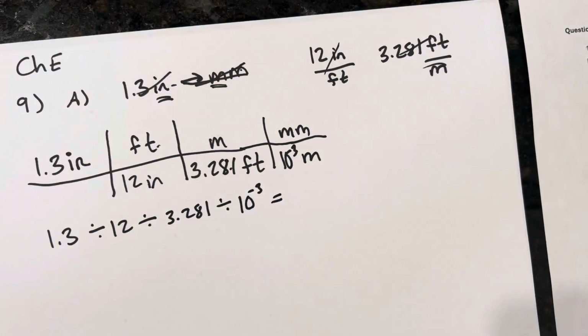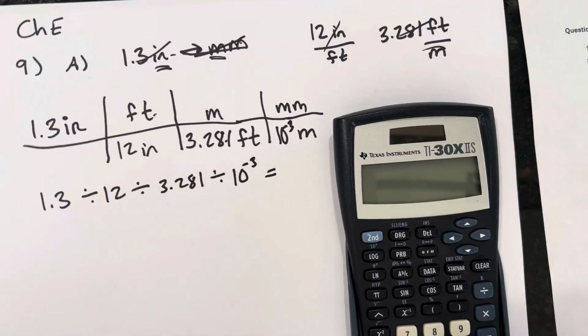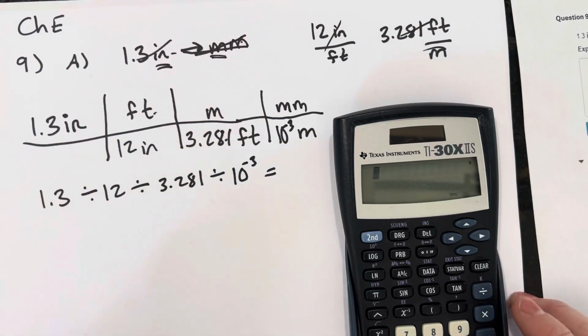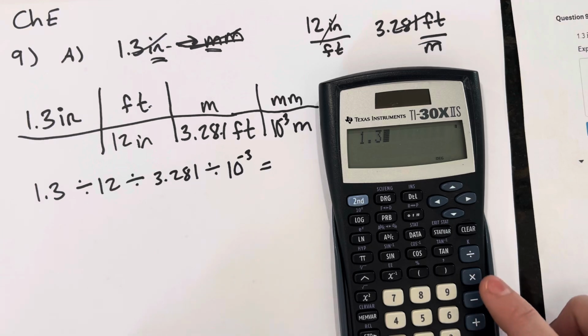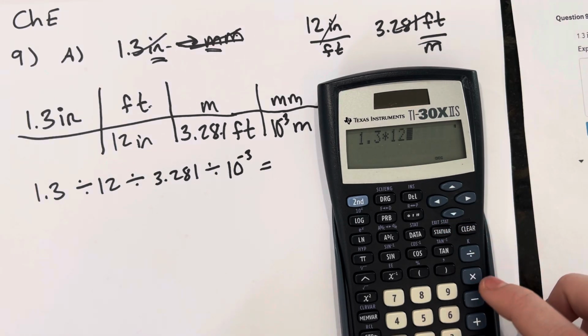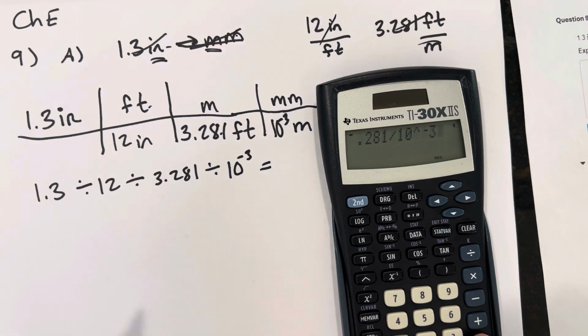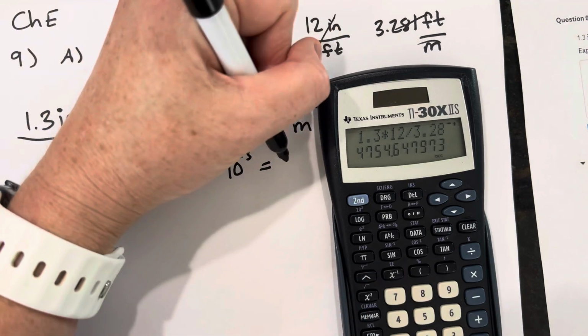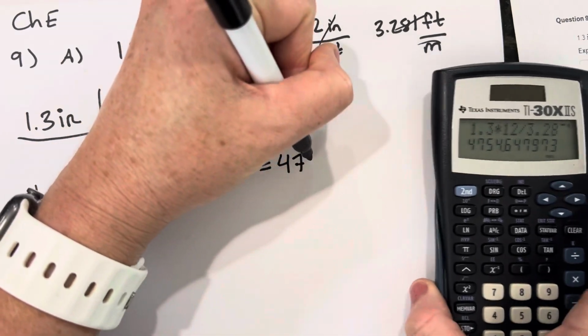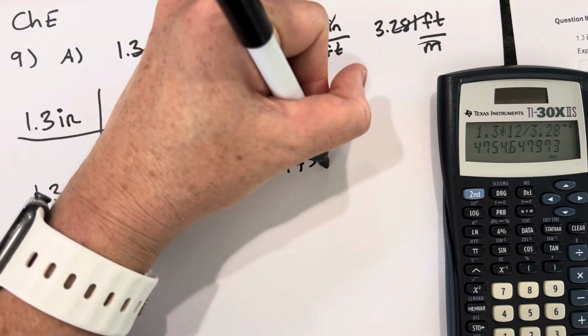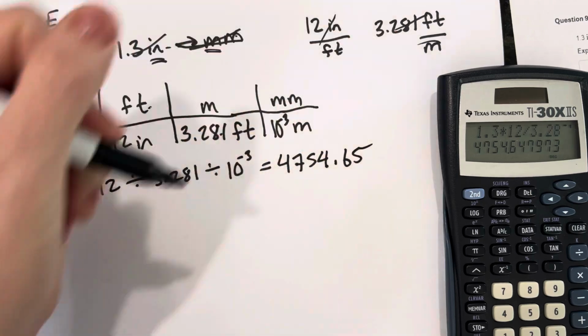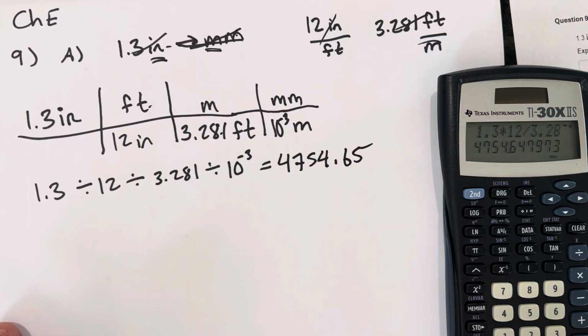I'm gonna show you how to enter that on the calculator that I recommended you guys get. 1.3 divided by 12, oops, just kidding, divided by 3.281, divided by 10 to the little hat, negative 3. Enter. And I get an answer of 4,754.65. I'm going to stop there because I know I don't need that many sig figs.